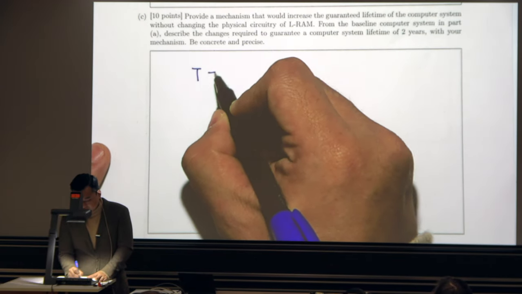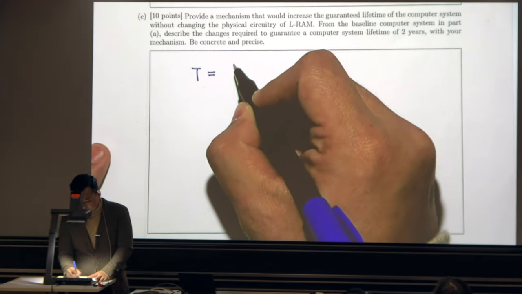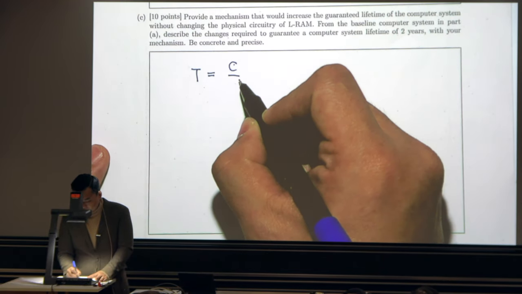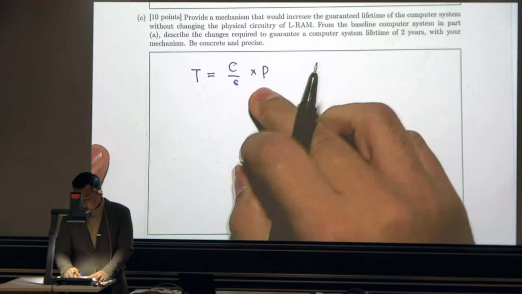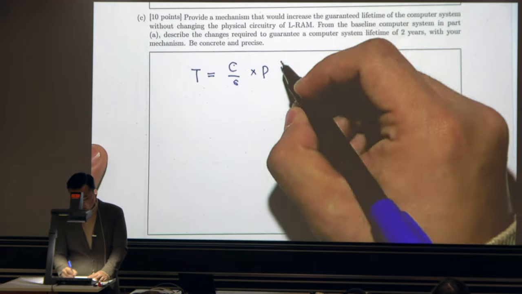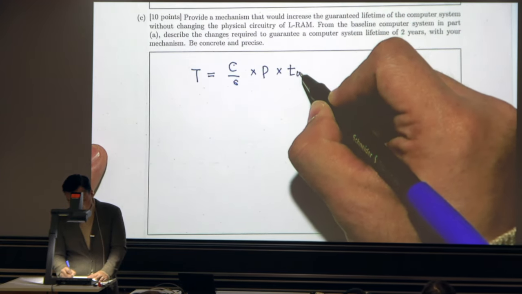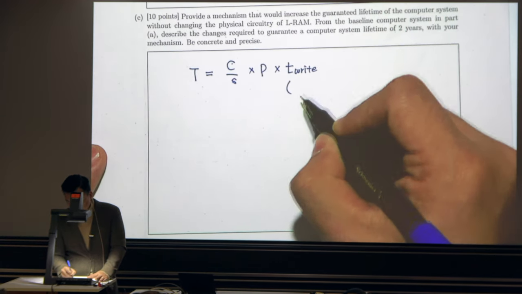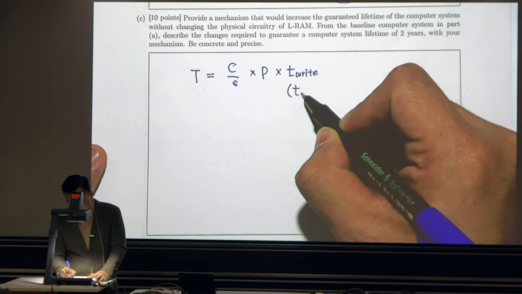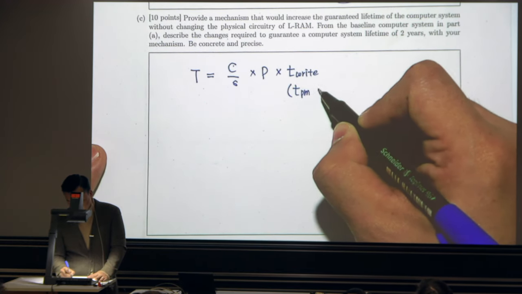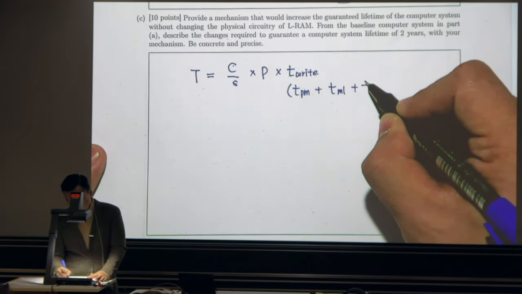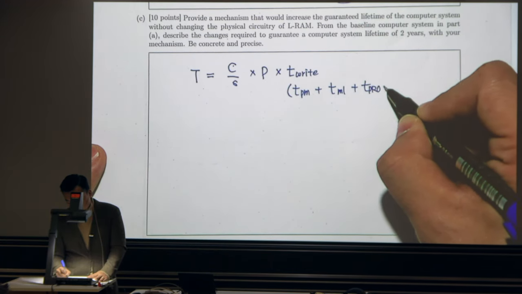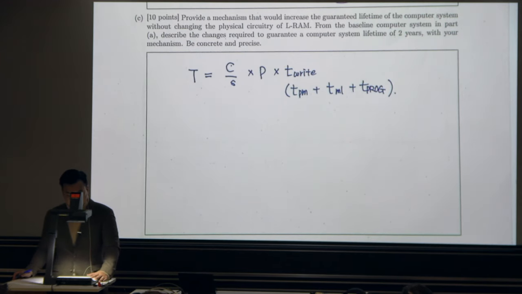Okay, so again, the guaranteed lifetime should be capacity over request size, and in this system, program cycle, limited program cycles, and effective write latency. And effective write latency is composed of processor to memory controller transfer time, and memory controller to LLM transfer time, and the program latency of LLM. So we cannot change any circuitry of LLM.